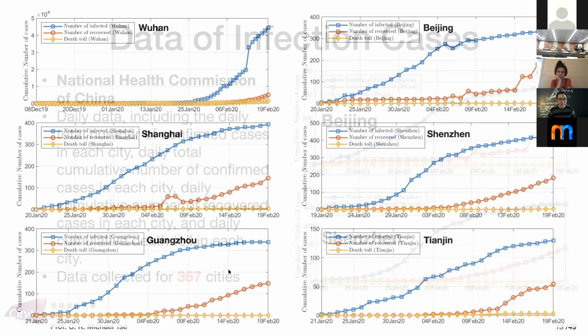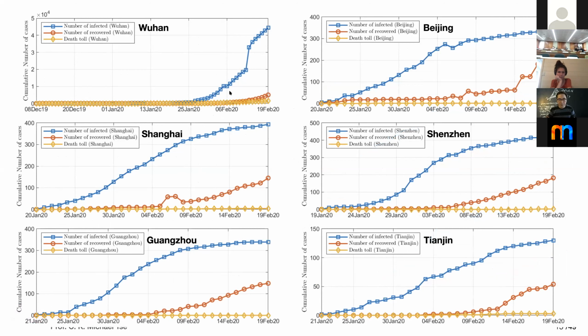I have to emphasize that for Wuhan and quite a number of cities in Hubei, Hubei being the province of Wuhan, I'll show you later when we did the data fitting that the data did not seem to be consistent. So obviously, we suspect or we believe that Wuhan data is seriously underreported. There could be a lot more cases. But the other cities like Shanghai and Guangzhou seem to be reasonably good.